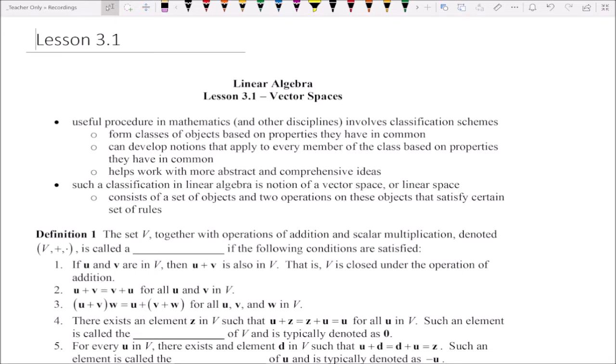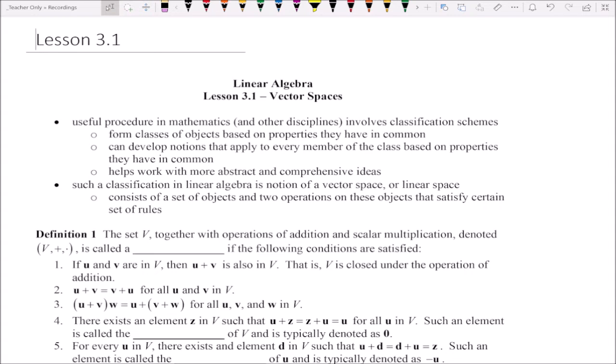Now, a useful procedure in mathematics, as well as other disciplines, involves classification schemes. The idea is we form classes of objects based on properties that they have in common. This allows us to develop notions that apply to every member of the class based on the properties they have in common. This helps us work with more abstract and comprehensive ideas. Such a classification in linear algebra is the notion of a vector space or a linear space.